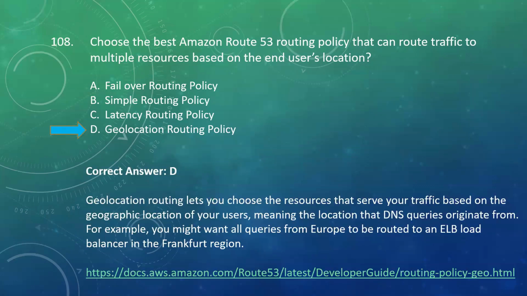Geolocation routing lets you choose the resources that serve your traffic based on the geographic location of your users, meaning the location that DNS queries originate from. For example, you might want all queries from Europe to be routed to an ELB load balancer in the Frankfurt region. You can refer to the link on my screen to understand more about geolocation routing policy.